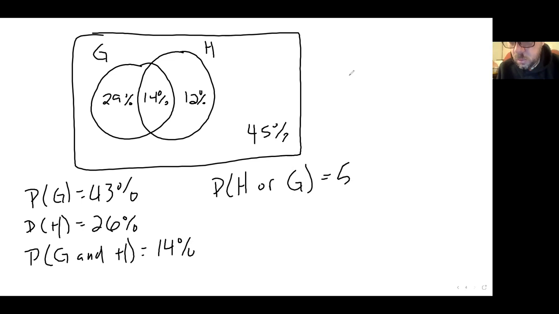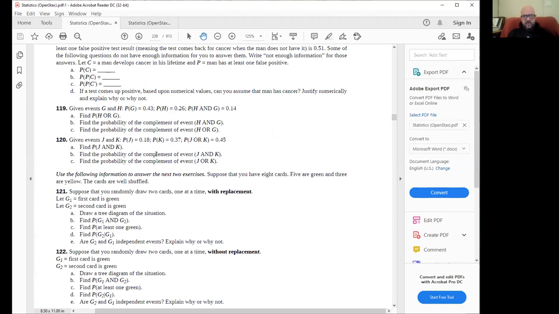You could absolutely use the formula though, right? Probability of G plus probability of H minus probability of G or H. And it'll give you the same thing. Next question. Find the probability of the complement of event H and G.